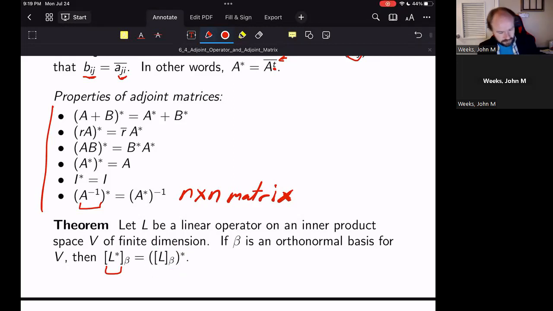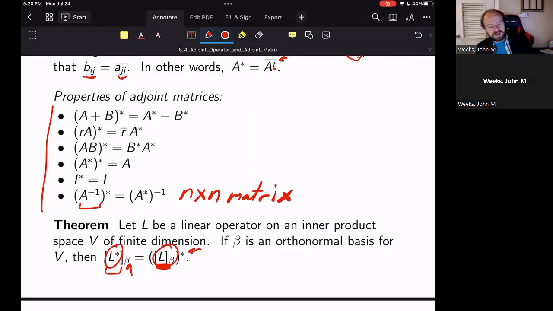So this is the one where we write linear operators on finite dimensional vector spaces as a matrix. So this is that matrix of L. This is the matrix of that operator, written in terms of the coordinate system beta. Taking L star and writing it in terms of the coordinate system beta is the same as looking at the matrix of L and just taking the star of it. It comes nice and easily like that.